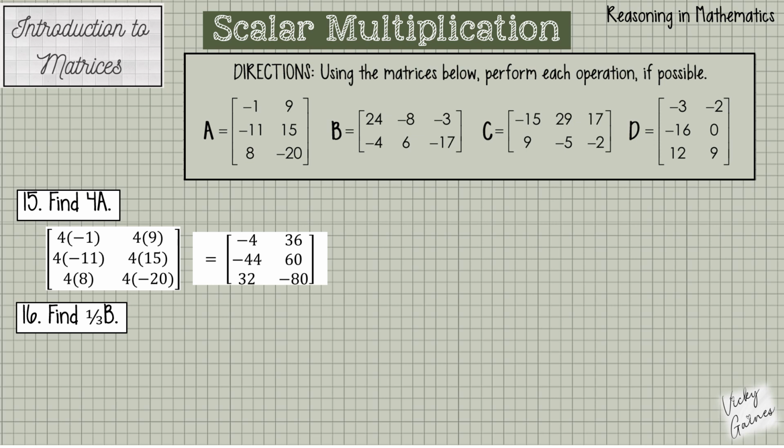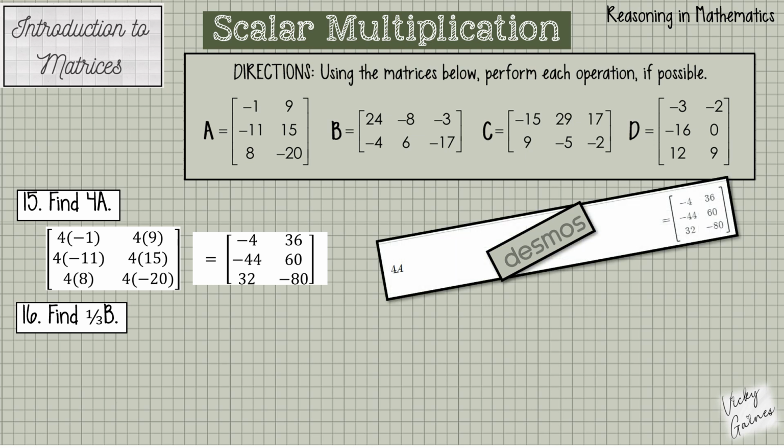And now we're going to do 1/3 B. And we can use Desmos to check. Let's check the 4A, sorry. So we had our A in already because all those matrices are the same as the A, B, C, D that we used before. You can just type in 4A and boom, there it is.